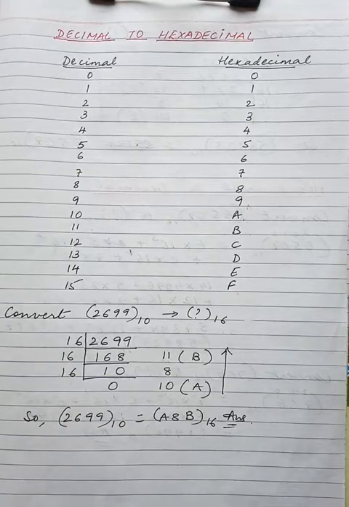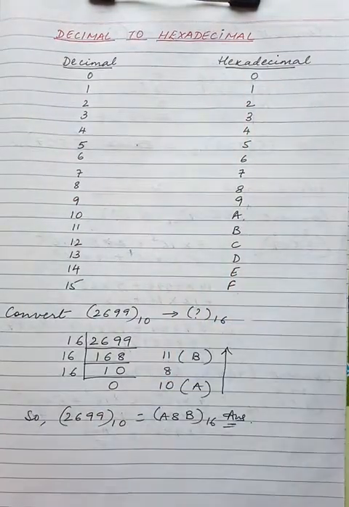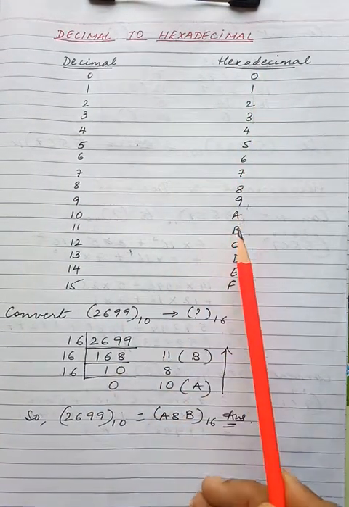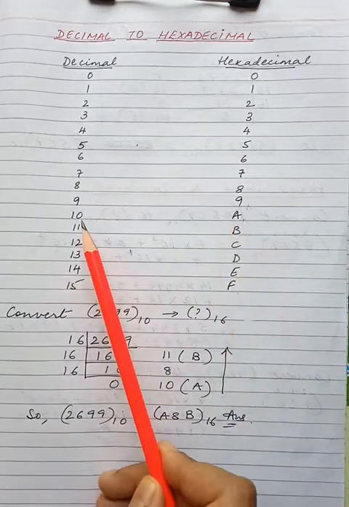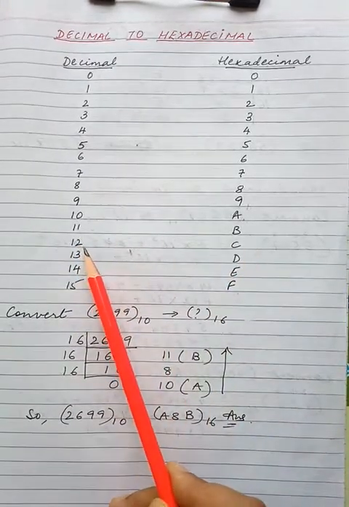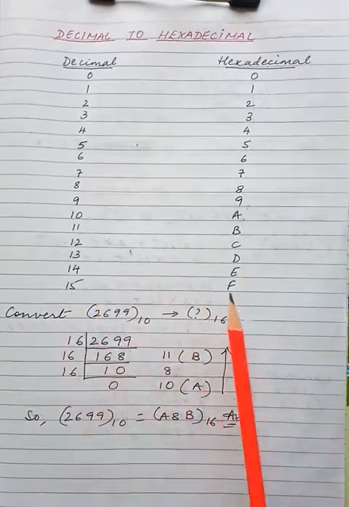The next conversion is from decimal to hexadecimal. We all know that hexadecimal has 16 symbols, from 0 to 9 and then from capital A to capital F. Capital A of hexadecimal means 10 of decimal, 11 of decimal means capital B, 12 of decimal means capital C, 13 means D, 14 means E and 15 means F.